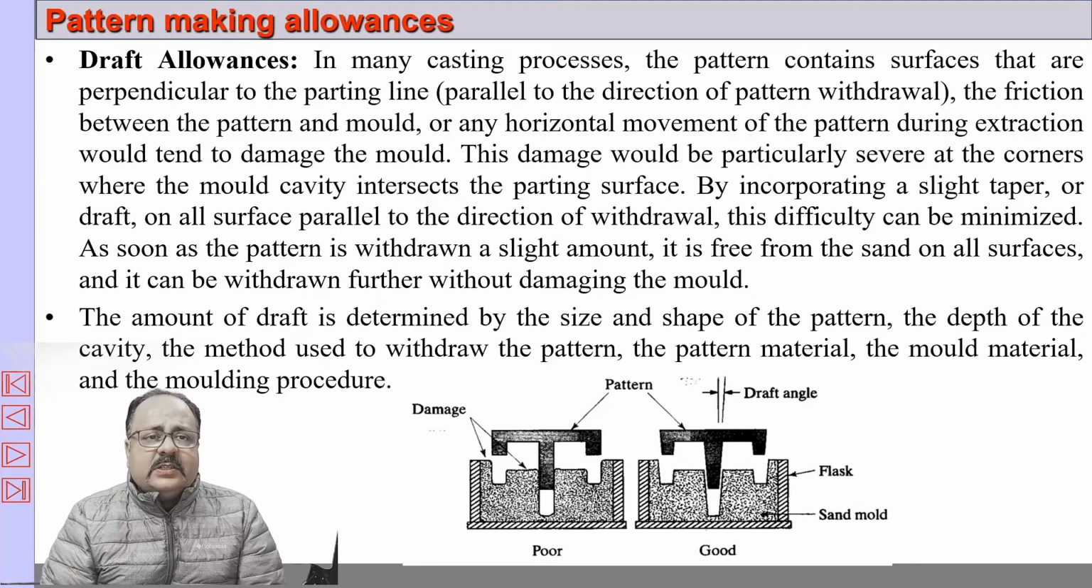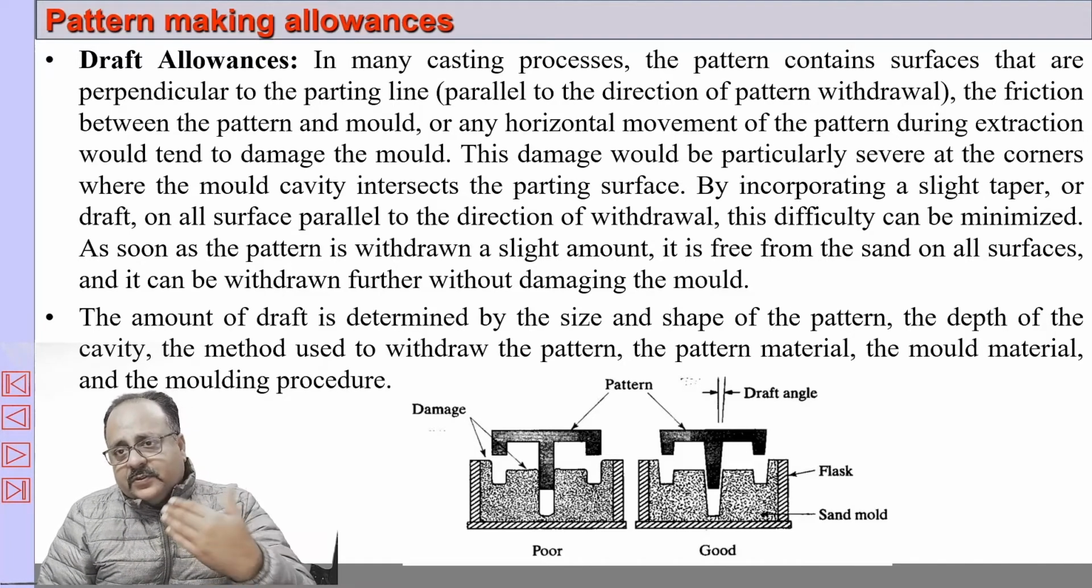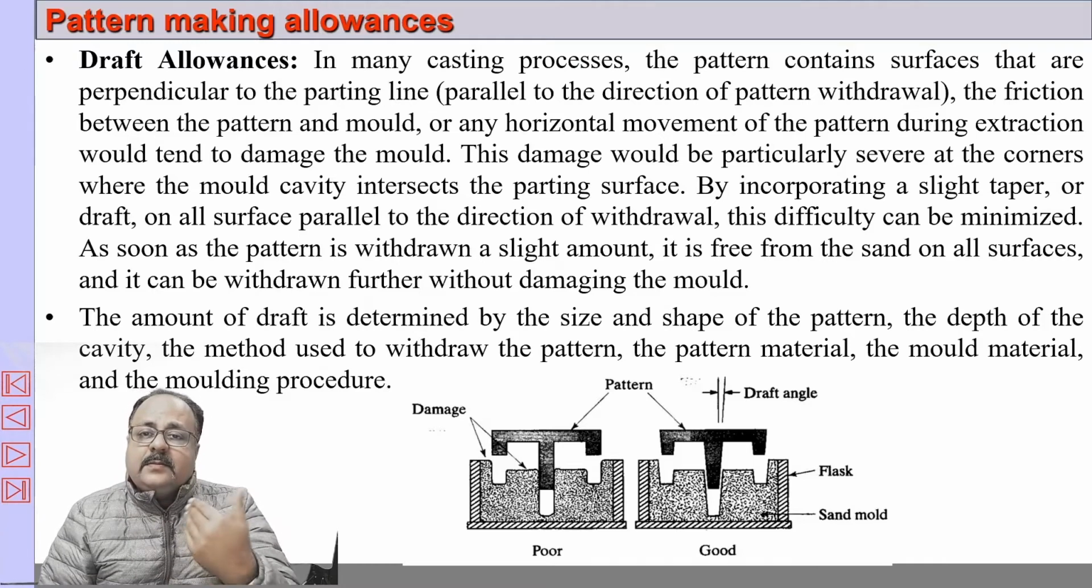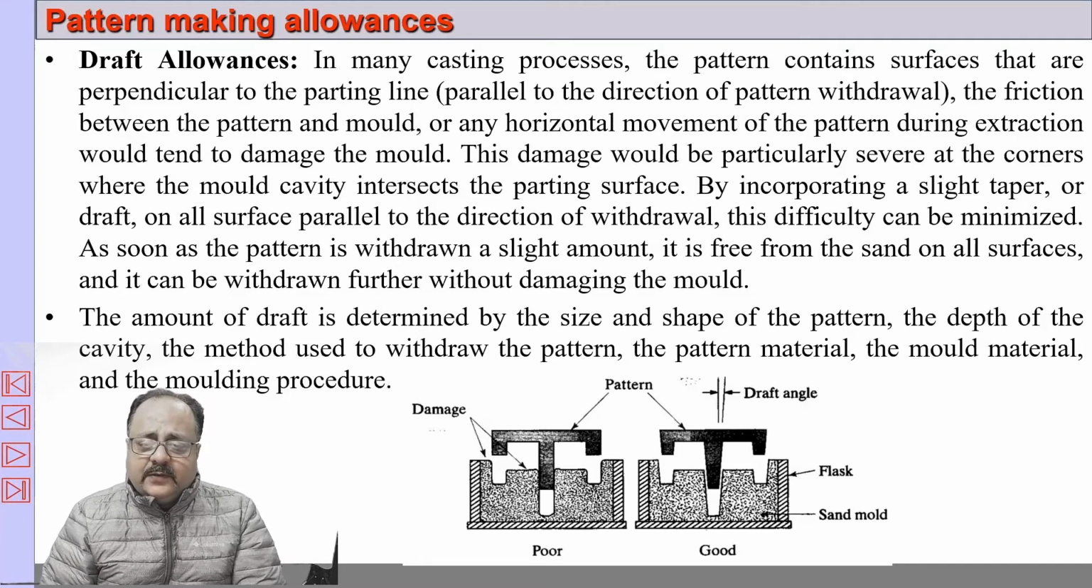Okay, the next allowance is draft allowance. Draft allowances are provided to a pattern, particularly to surfaces which are parallel to the direction of withdrawal and perpendicular to the parting line. So parting line is that line which separates the cope and the drag. The upper half of the flask, the mold, is called the cope, and the lower half is called the drag. The line or surface separating them is called the parting line or parting surface.